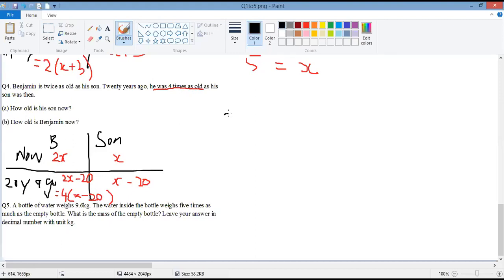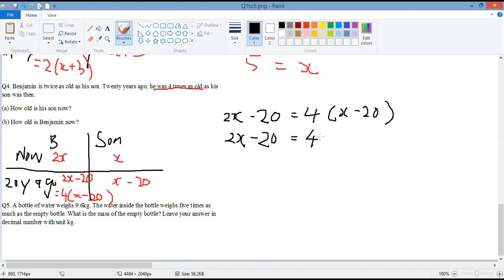So you have 2x minus 20 equals to 4 in the bracket of x minus 20. So you have 2x minus 20 equals to 4x minus 80. Then you can solve it after you remove the brackets.